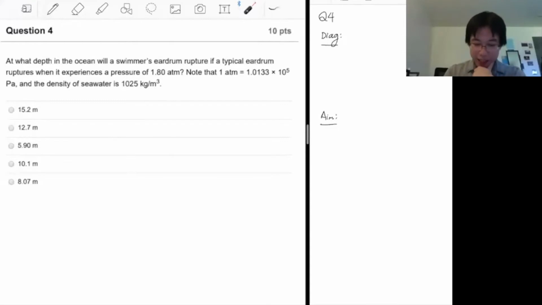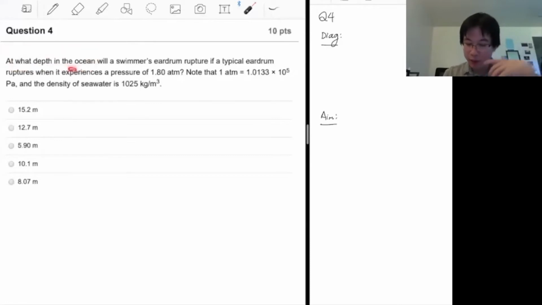How would I do it? This problem is slightly structured, not as traditional. At first it asks at what depth? So it's asking immediately for the aim before even describing the situation. There are 2 options. You can write down the aim first, but I like to draw the diagram first. So I'll come back to this.